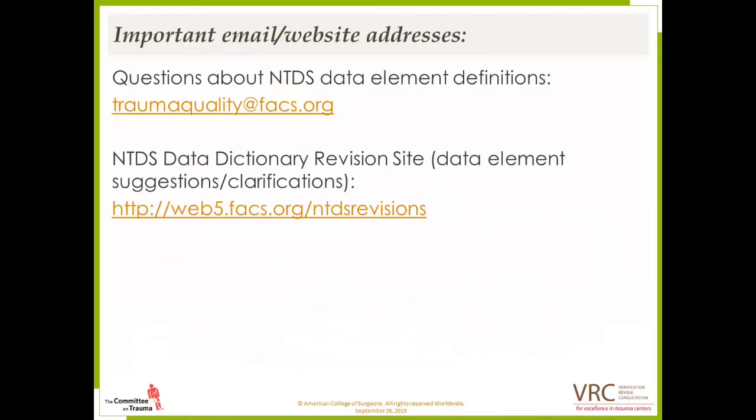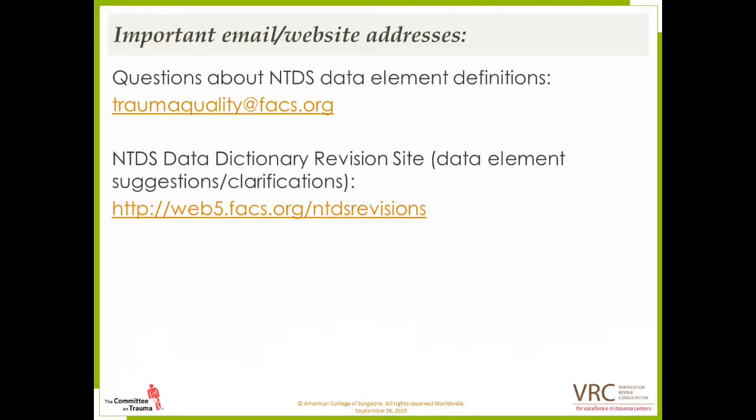All right, I want to talk about an important email address and a website address. The first one is if you have any questions about the 2020 patient inclusion criterion for the National Trauma Data Standard or any data element definition that's in the National Trauma Data Standard, please send that to traumaquality@facs.org. This is the email address that we use, and these types of questions will be sent over to the data quality team, and we will answer your question within a few days.